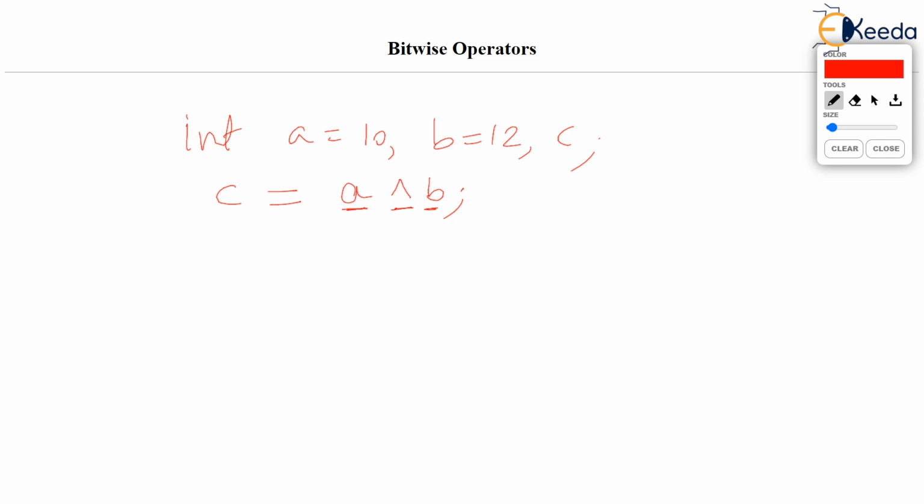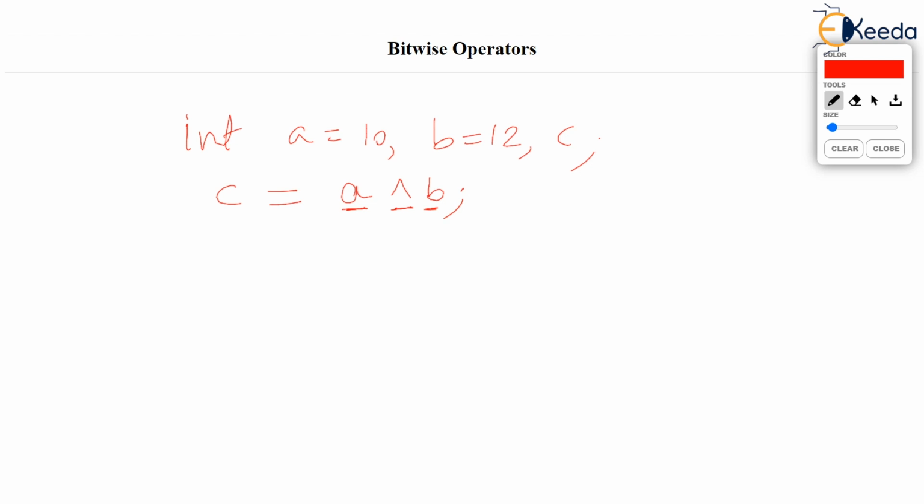Now XOR gate, as the name suggests, means that if both the inputs are different, then the output is high. So 1 XOR 0 is 1, 0 XOR 1 is 1. That means the two inputs are of different types. But 0 XOR 0 is 0, 1 XOR 1 is 0. If both inputs are the same, then the output is 0.